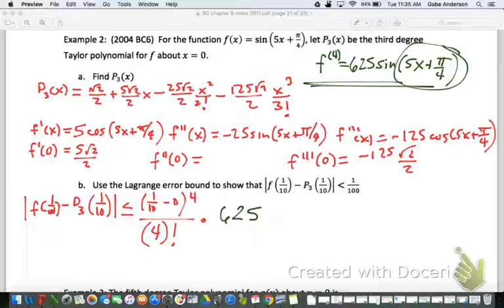Remember, no calculator, right? So we are going to do some arithmetic. So I'm going to continue on here and say, all right, well, this is less than or equal to 1/10 to the fourth. That's 1 over 10,000, right? And then 4 factorial is 24. And that's times 625.